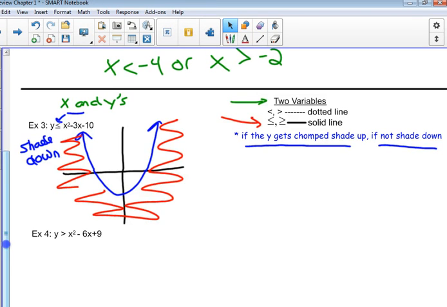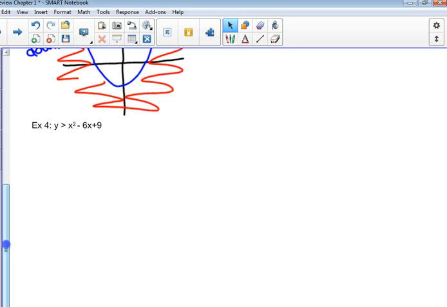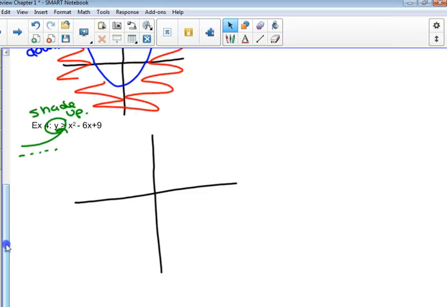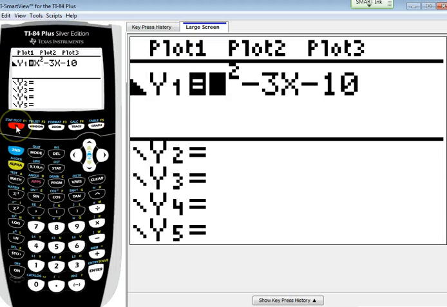Alright, here's our last one. Before you start, just make a note: would this be a solid or dotted line? Dotted line, good. And look at your chomping. Is the y getting chomped? No. So which way do we shade? Up, good. So here's our shade up. Let's go to the calculator and see what this looks like. We'll just highlight it and hit enter until you get that shade up part.